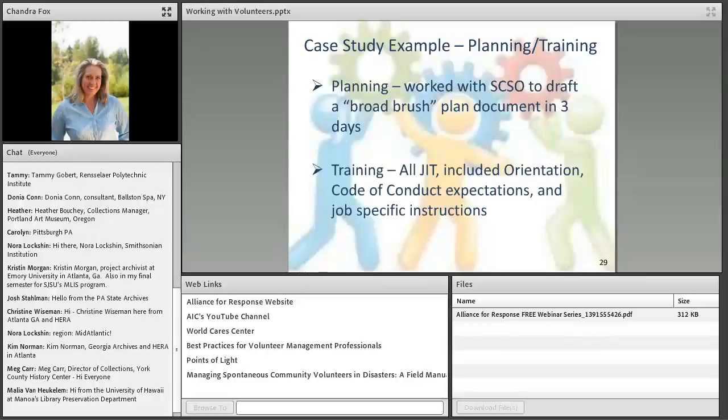And then, of course, training I alluded to earlier. We held an orientation session as folks came in to work in the warehouse, and that included a code of conduct as well as job-specific instructions. And that was actually another piece, going back to touch on the archivists briefly. They helped us write the job descriptions and the job instructions for what the folks were doing, specifically working with the photos and things. And so we developed all of those just-in-time training materials based on the specifics of our situation.